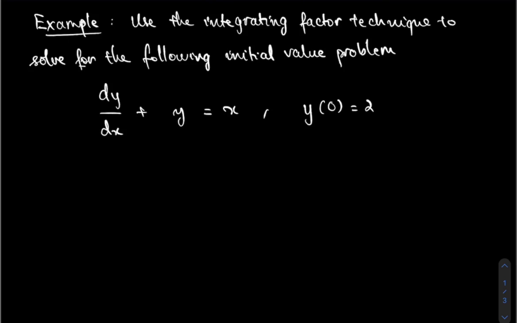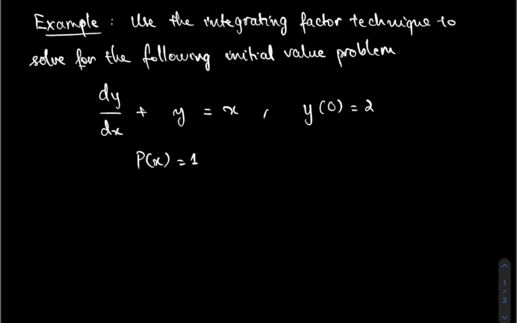In this example, I would like to use the integrating factor technique to solve the following initial value problem. The differential equation is dy dx plus y equal to x. This differential equation is subjected to the initial condition y of 0 equal to 2. So the first thing that you need to do when using the integrating factor is to identify p of x. In this case, you can see that p of x is equal to 1 because 1 times y is equal to y.